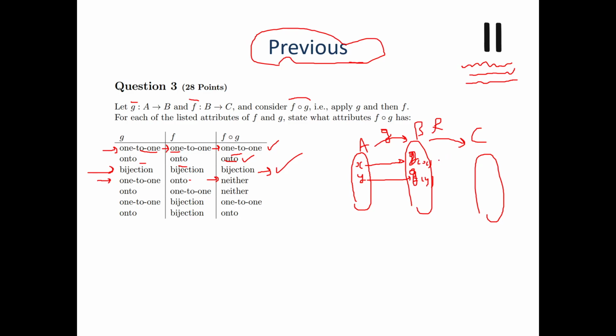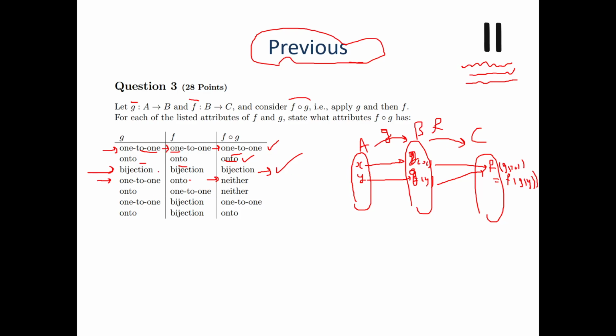But we have no idea if F is 1-to-1 or not. So for all we know, G of x and G of y could get mapped to the same element. So F of G of x could equal F of G of y, and that makes it not 1-to-1. You can build an example that's structured like this. So F round G is not 1-to-1.